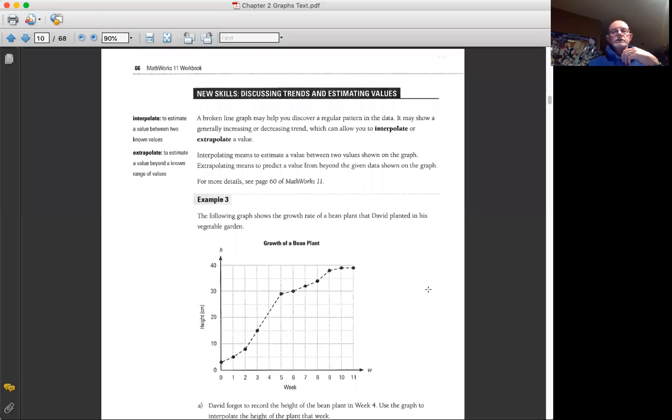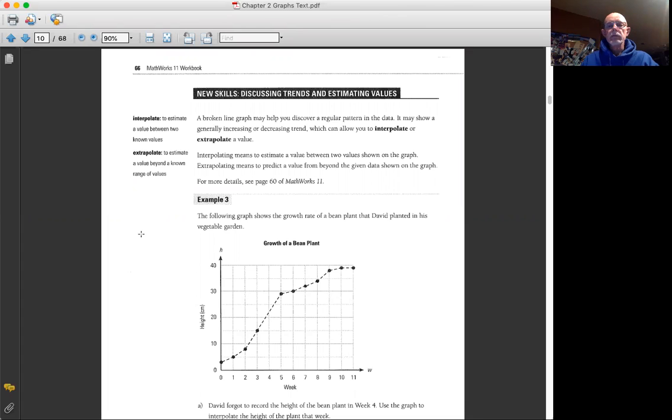Okay, you're back again. We're looking at page 66. And what we see here is two interesting words, interpolation and extrapolation. Interpolate is to estimate a non-existing data point between two existing data points. And extrapolation is to go beyond. Extra means going beyond, okay?